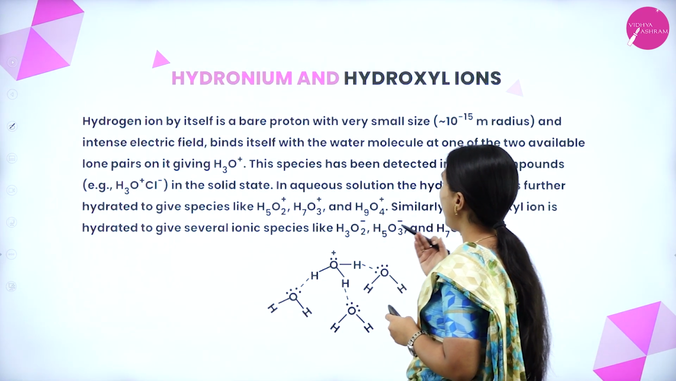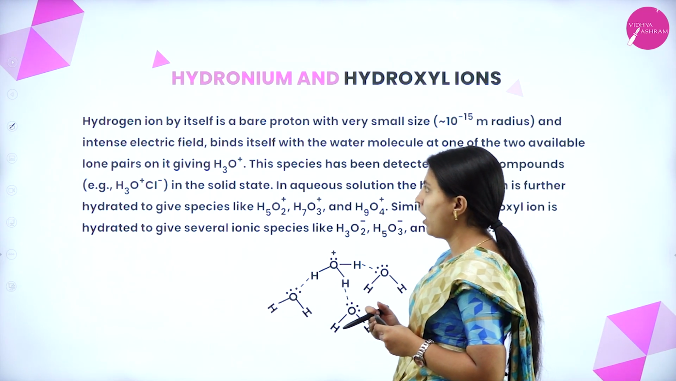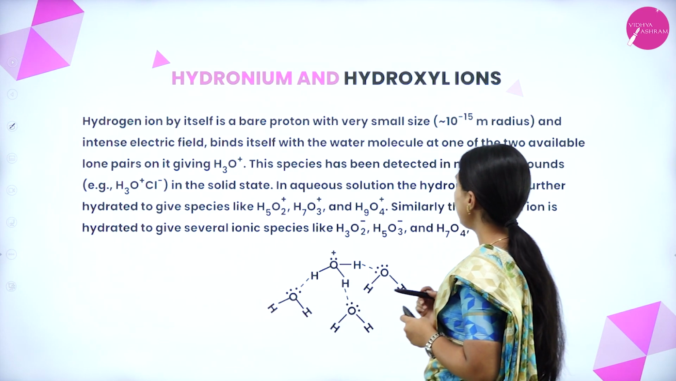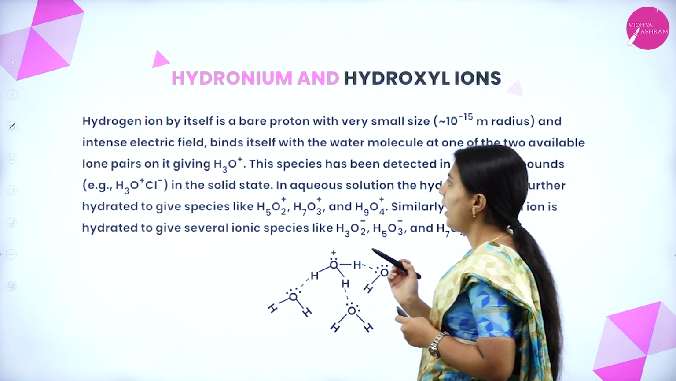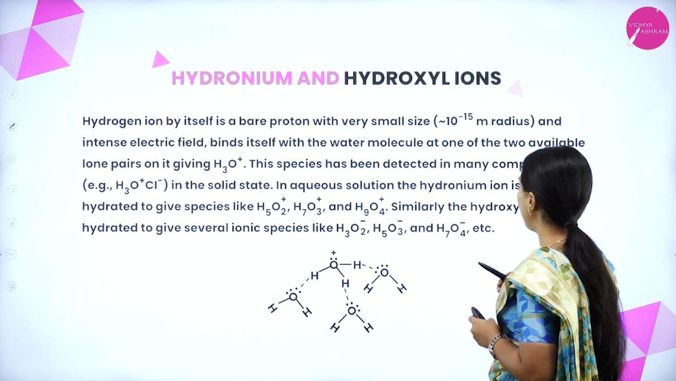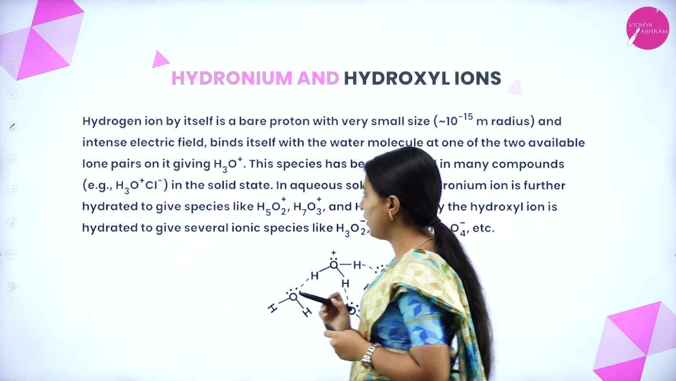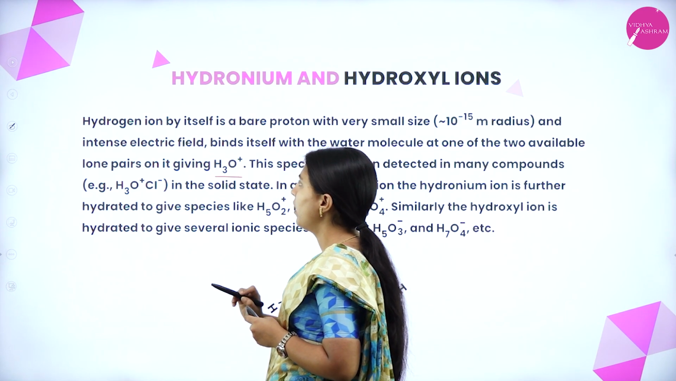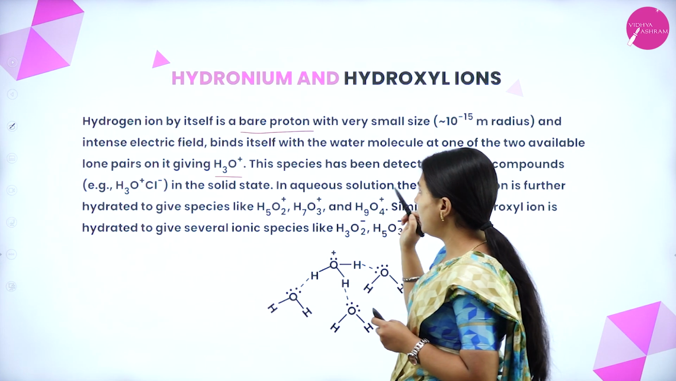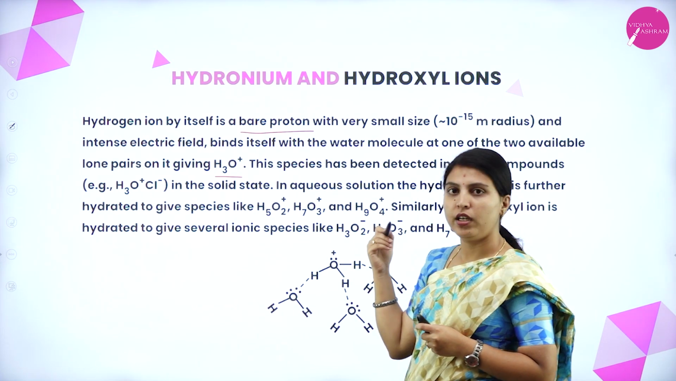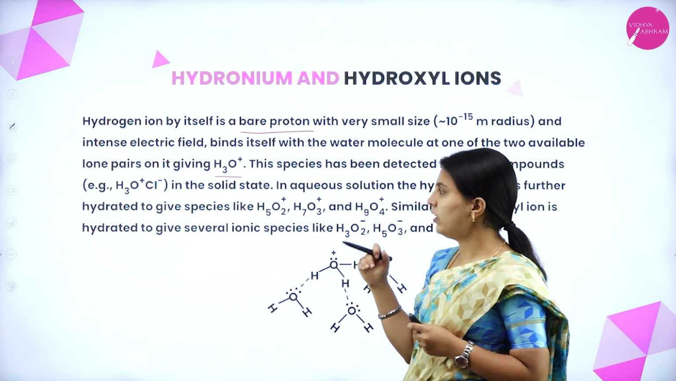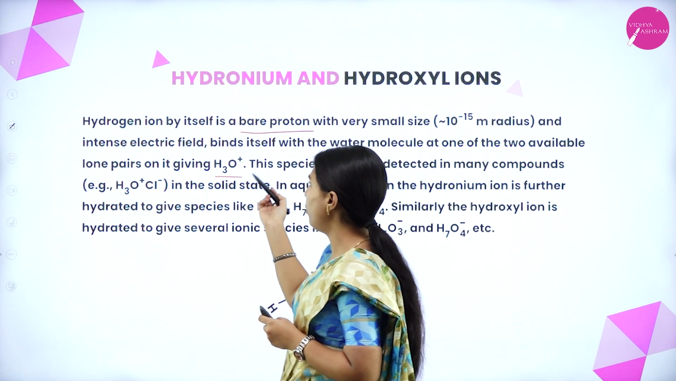Next, hydronium and hydroxyl ions. Hydrogen ion by itself is a bare proton with very small size and intense electric field, and it binds itself with a water molecule at one of the two available lone pairs on oxygen, giving H3O plus. The hydrogen ion itself is a bare proton H plus, that will bind with the water which has lone pairs of electrons on oxygen. It will bind to give H3O plus.